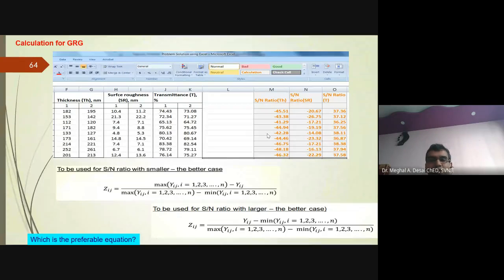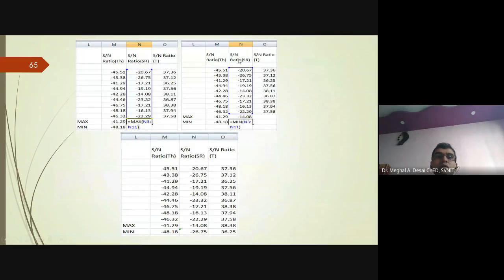Now, when you have found signal to noise ratio, you are finding the level total for maximization, maximum value. Same treatment is required over here. That means when signal to noise ratio has come, you should use larger the better case. Please remember this. So, signal to noise ratio, you can select from this by maximum minimum function.